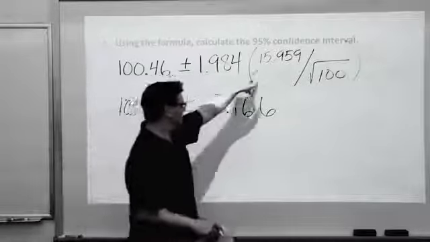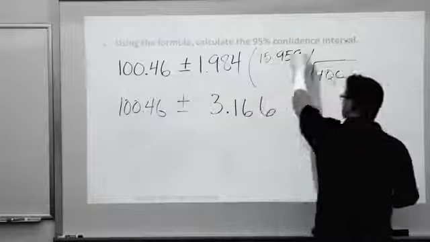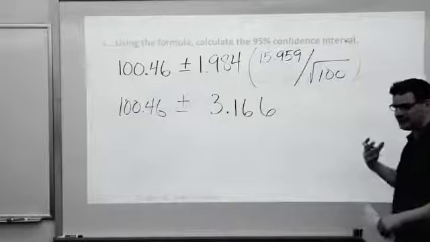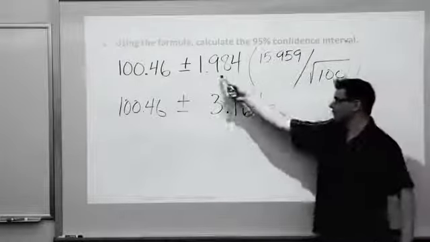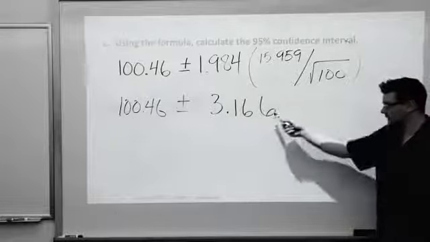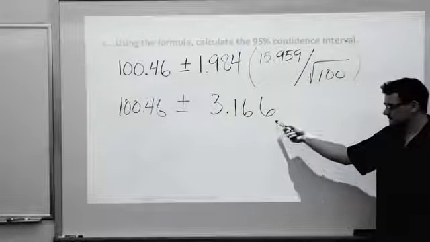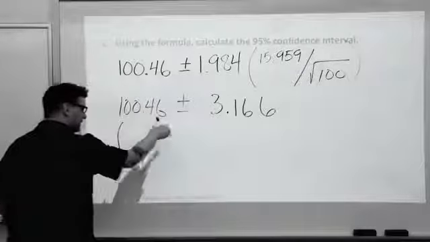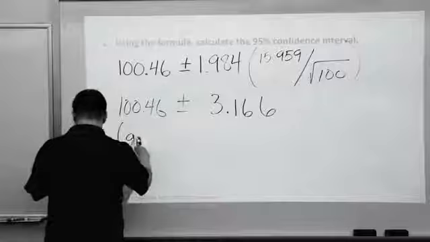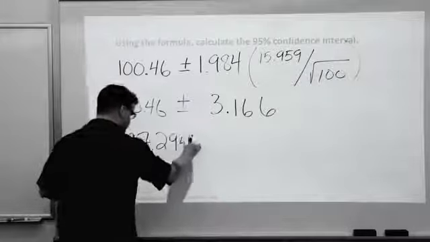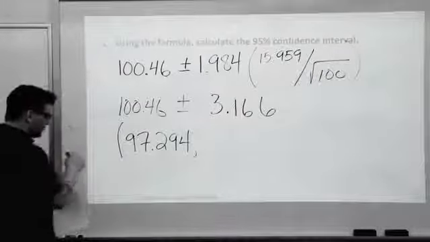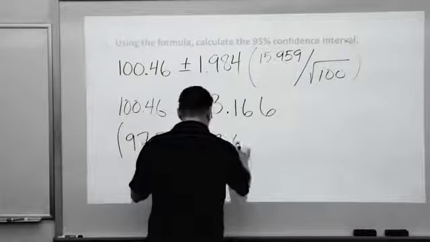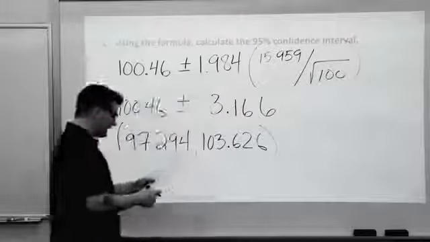Your margin of error is based on three things, right? This is your standard error here, and this is based on your confidence level, how confident that you want to be. So we're jumping out 1.984 standard errors. That's the margin of error. Subtract first, put the smaller number first, or you'll be in big trouble. So 100.46 minus takes me down to 97.294. 100.46 plus takes me up to 103.626.